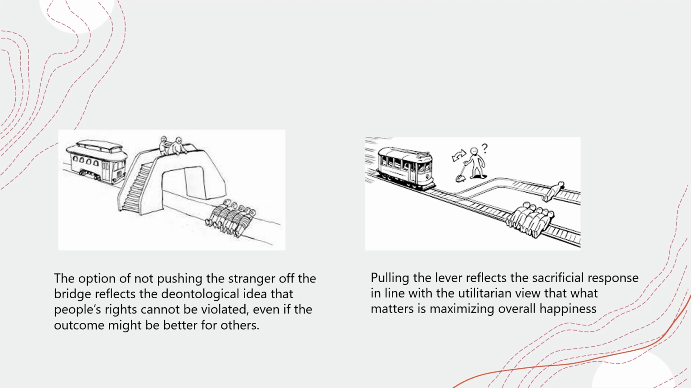When people endorse pulling the lever to change the track of the train, it reflects the sacrificial response in line with the utilitarian view that what matters is maximizing overall happiness. So you're comparing two scenarios, comparing two outcomes and saying, how do they measure in this calculation? How much happiness, how much well-being? So that seems to be a rational approach to morality.